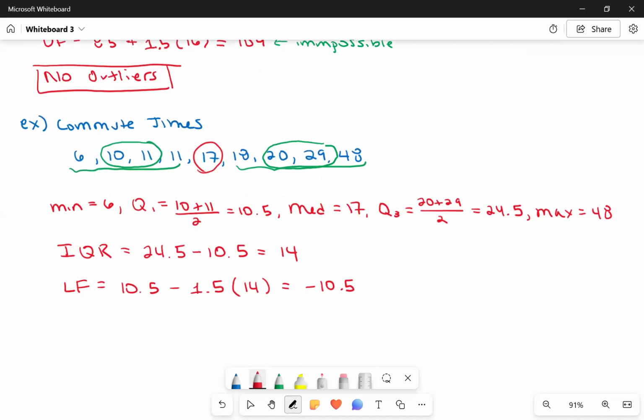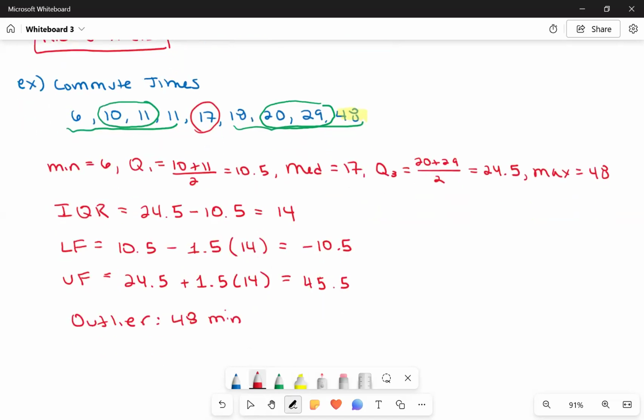For the upper fence, we will do 24.5, that's Q3, plus 1.5 times 14. That one I get 45.5. Ah, so we actually have a data value bigger than 45.5 in our original list here, right? 48. So there we go. We do have an outlier on this one. 48 is an outlier. It happens to represent somebody who's coming farther than most. To the point that it's skewing the data a little bit is what that means.